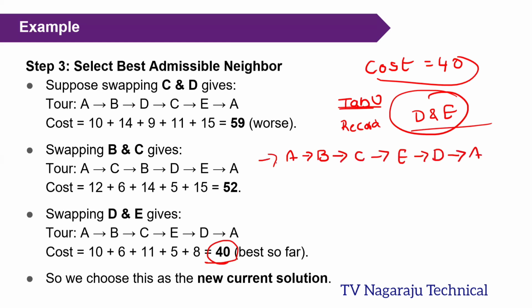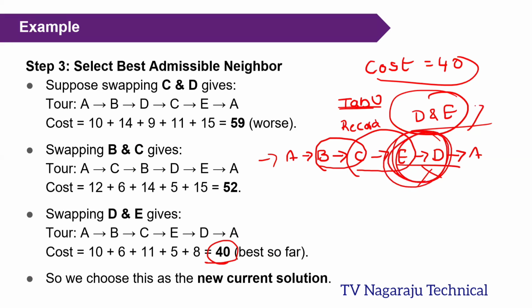Again, the same process is repeated. Swap B and C. Swap C and E. This one is no need to consider. Why? This swapping is already stored in the taboo list. If it is stored in the taboo list, that operation is completed. You got it?